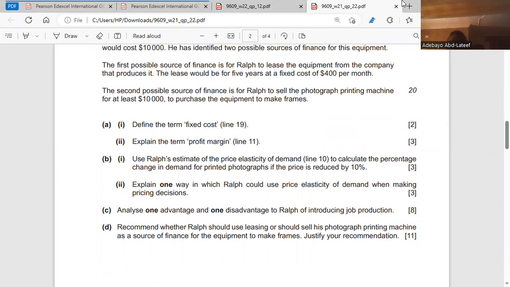Explain the term profit margin. So for profit margin, we're talking about the net profit margin or the gross profit margin. Net profit margin is your net profit divided by revenue multiplied by 100. The gross profit margin is gross profit divided by revenue multiplied by 100.